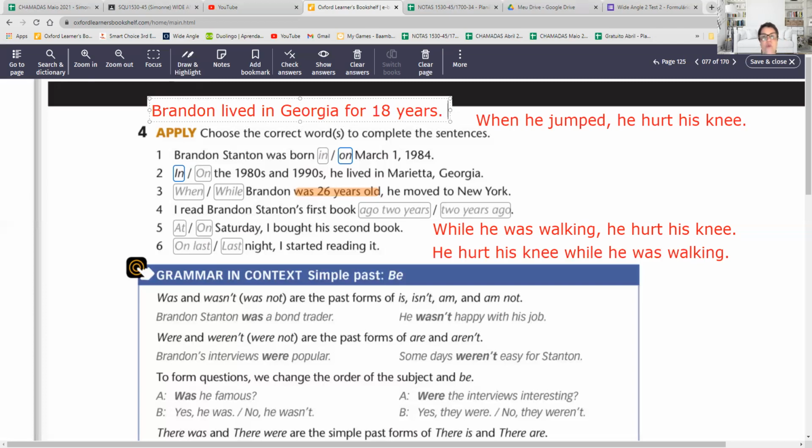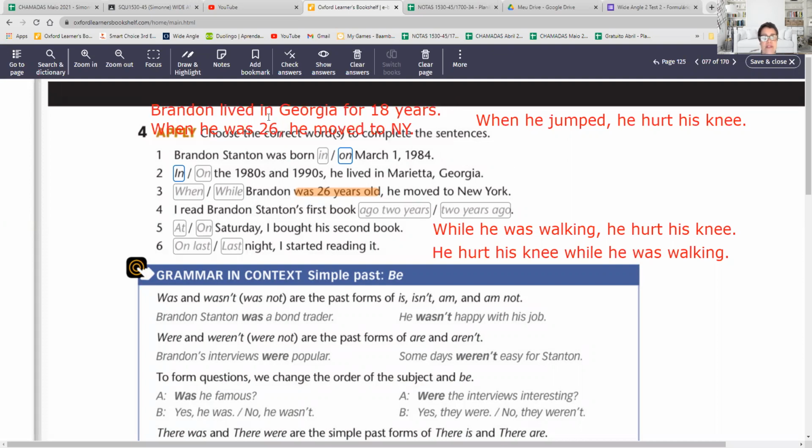Now, what happened when he was 26? So let's put there. When he was 26, he moved to New York. Okay, so here we go. So Brandon lived in Georgia for 18 years of his life. But when he was 26, he moved to New York. Okay, that's the idea. Do you understand now?